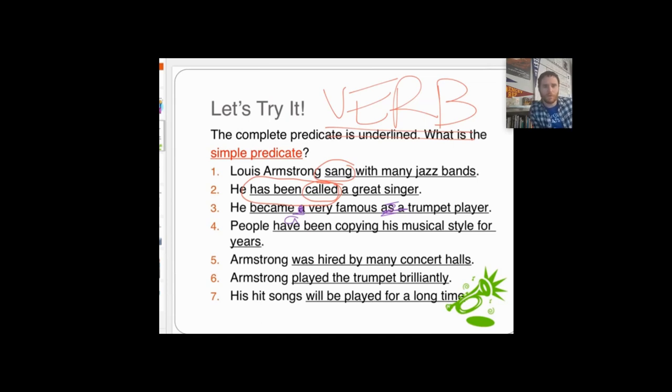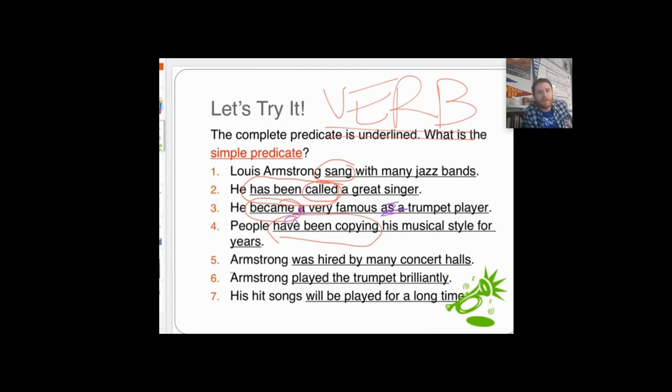Let's look at number 4. People have been copying his musical style for years. People's the noun. Copying is the main verb, but there's a helping verb. Okay, the simple predicate includes the helping verb, have been copying. All 3 of those words make up the simple predicate.